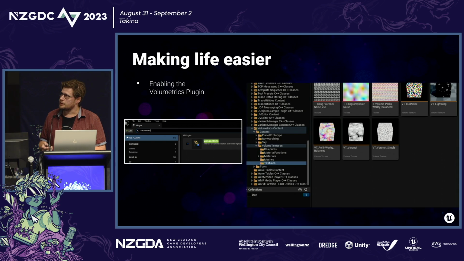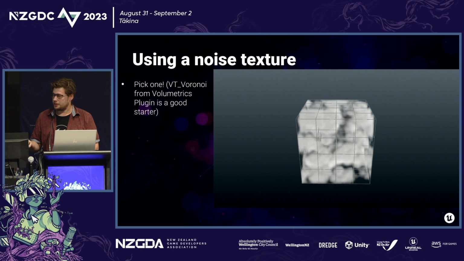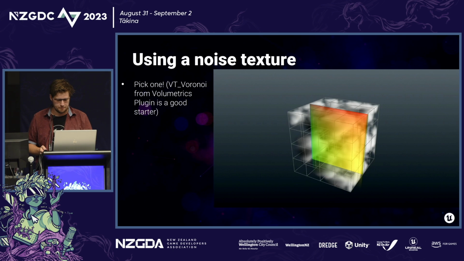And one thing you can do to really make your life easier is to enable the Volumetrics plugin, because it comes with lots of volume textures. So this is shipped with the engine. You just need to enable it, and suddenly you have all of these volumetric textures available to you. So I like to pick this one as my starting texture. This is a volumetric texture which has a basic Voronoi pattern to it, which will get you a lot of the way there. And that's roughly what this looks like.